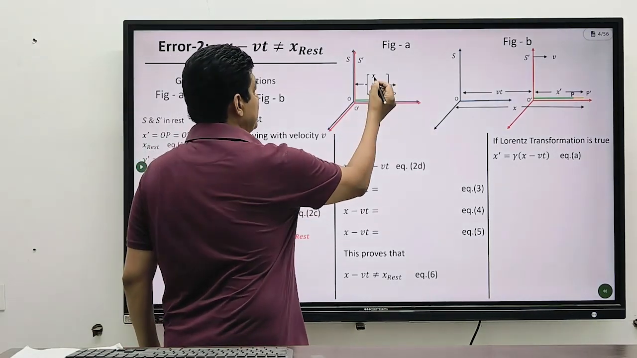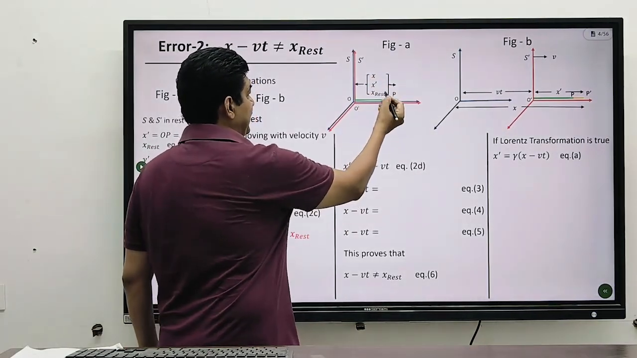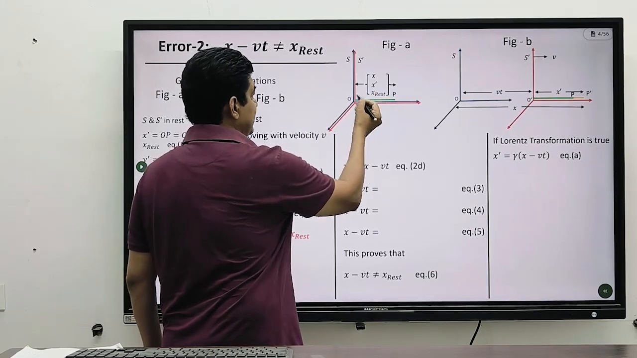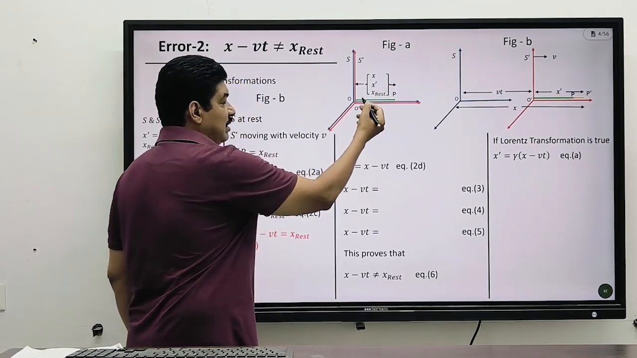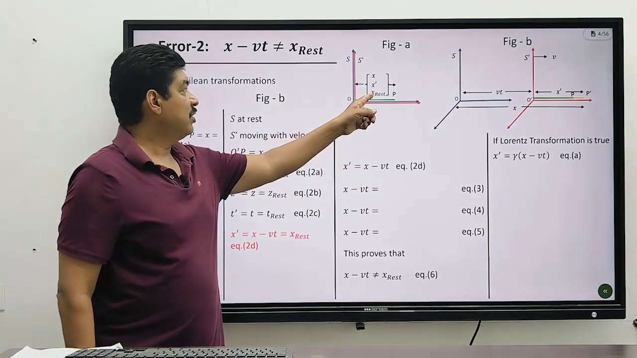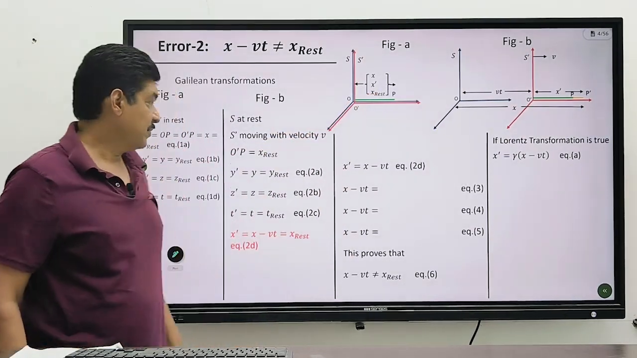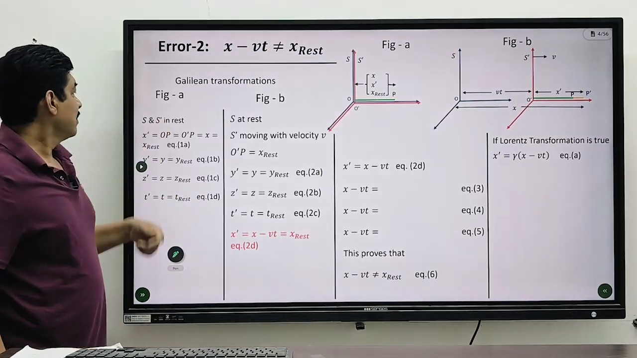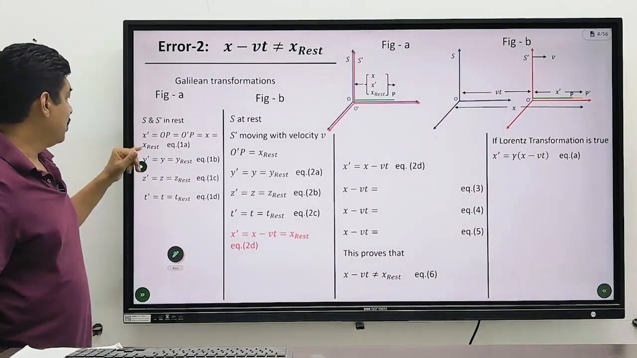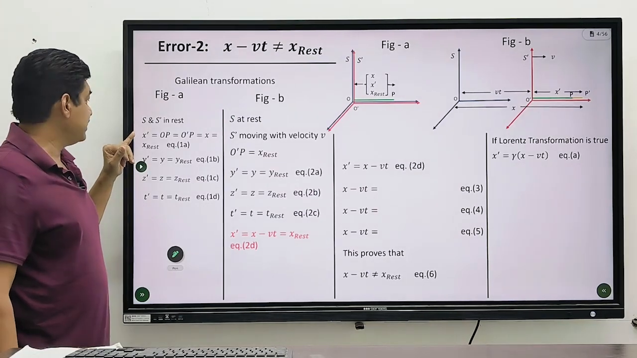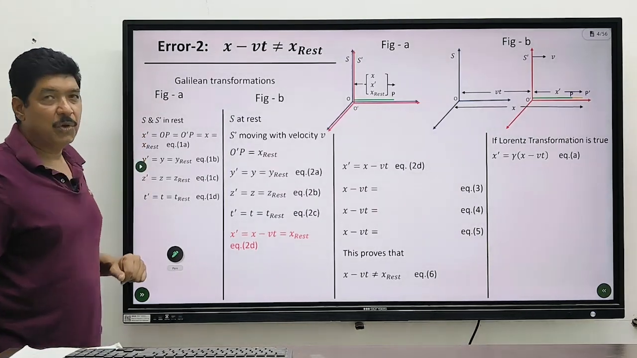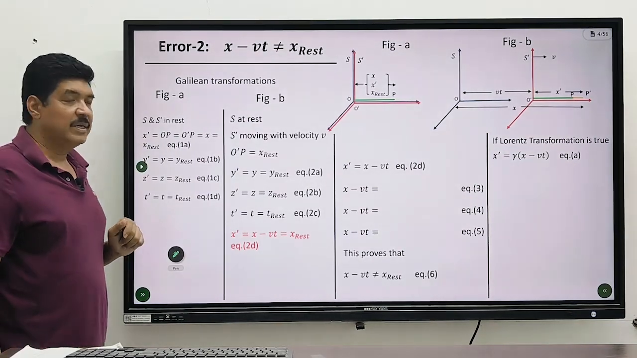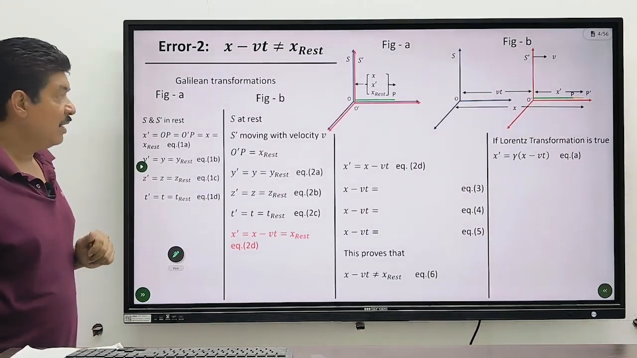So we'll take OP is equal to x, O prime P is equal to x prime, and all are equal to x rest, that is OP, O prime, all are equal and they will be commonly known as x rest. So when S and S prime frames of reference are at rest, O prime x prime is equal to OP is equal to O prime P is equal to x is equal to x rest.